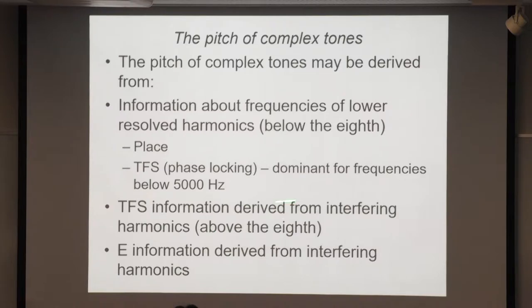Now for higher harmonics in a harmonic complex tone, the harmonics interfere on the basilar membrane, and this happens for harmonics above about the eighth. Then information might be extracted in two ways. We may extract temporal fine structure information from those interfering harmonics, but we may also extract envelope information. And I want to focus particularly on which of these two may actually be occurring.